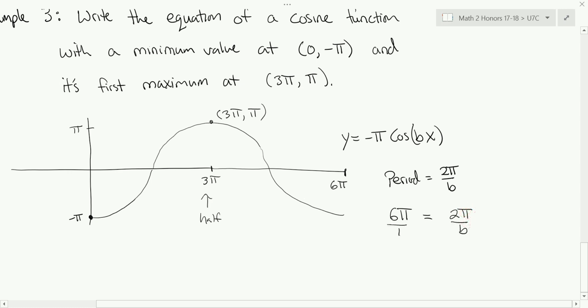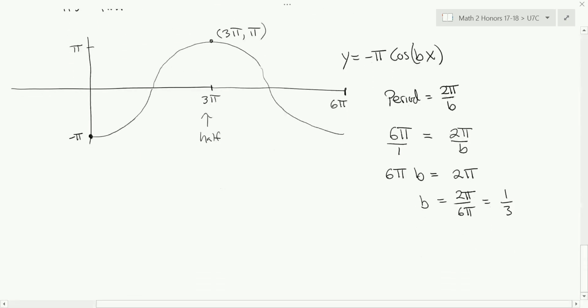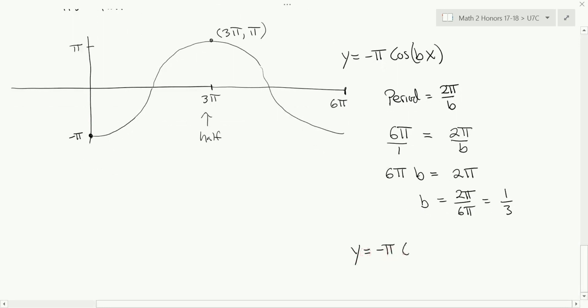And we can make that a fraction equal to a fraction, so we cross multiply and get 6 pi times b is equal to 2 pi. Divide by 6 pi, and you get 2 pi divided by 6 pi, which is 1 over 3. The pi's cancel out. Okay, 1 over 3. And so your equation should be y equals negative pi times the cosine of 1/3 x.